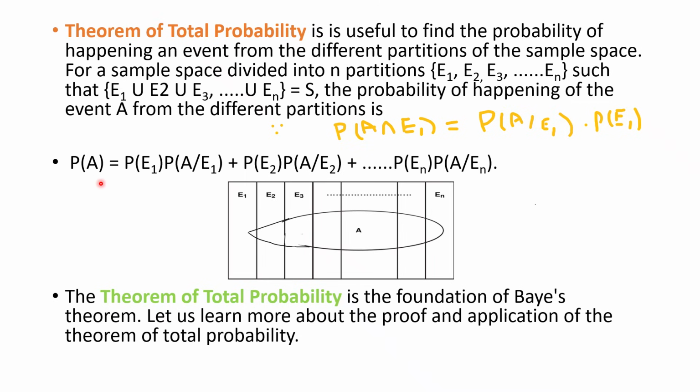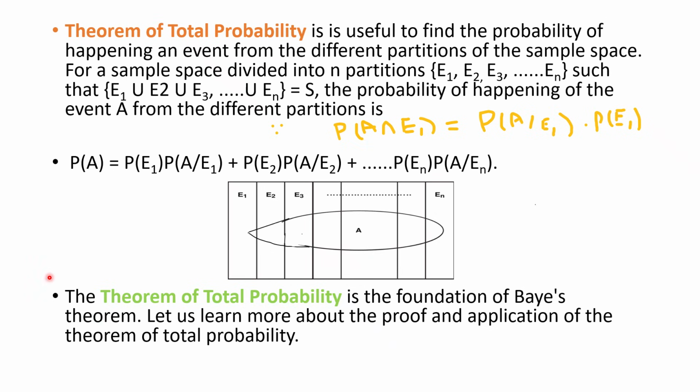So P(A) will be nothing but this is the portion of P(A intersection E1), first portion. This is the portion of A intersection E2, second portion. And in terms of conditional probability, we will write like this. P(A intersection E1) can be written as P(E1) into P(A given E1) plus P(E2) into P(A given E2), plus and so on, P(En) into P(A given En). Clear? This is the theorem of total probability and this is very helpful in Bayes' theorem. It is written: the theorem of total probability is the foundation of the Bayes' theorem.